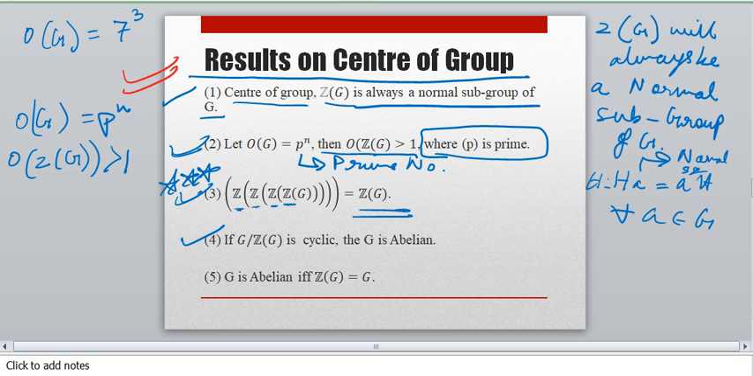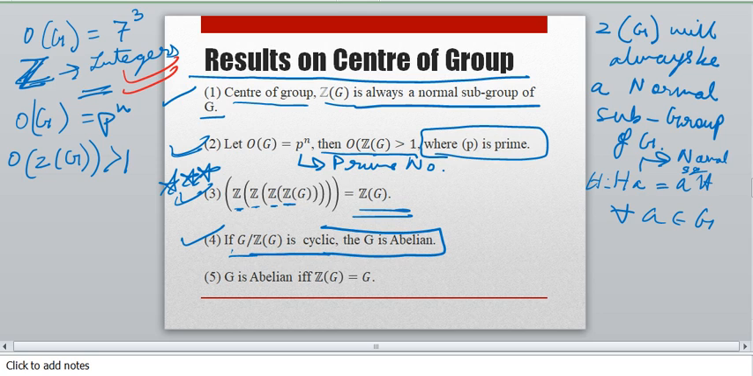If G divided by Z(G), Z is the integers, okay? I hope you know that one. Actually, that's how you write the Z, with a double line in the middle, but you don't have to write like that. You don't have to be accurate. You can just write a capital Z. So if G divided by Z(G) is cyclic, then G is abelian.